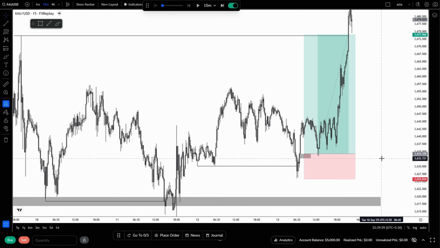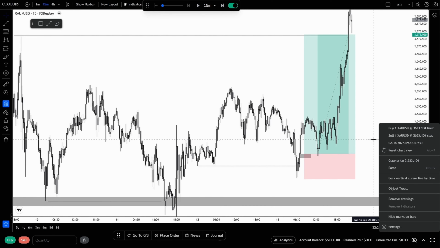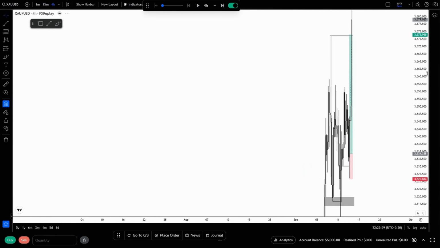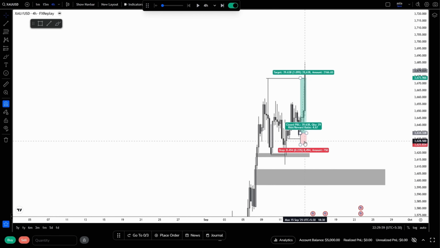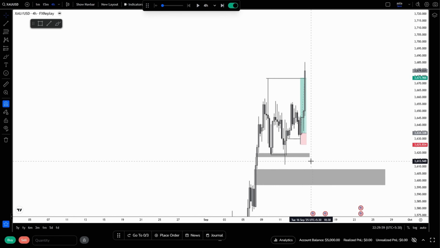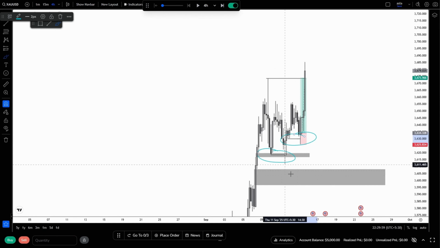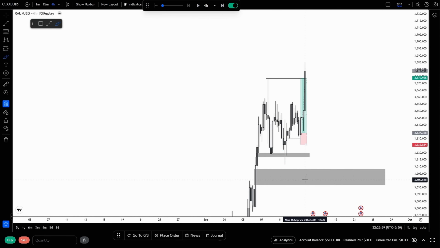If your lower time frame bias is aligned with your higher time frame bias, if your 15-minute narrative matches what the 4-hour time frame is telling you, then after those liquidity sweeps, you should expect full reversals. That is when reversals work.